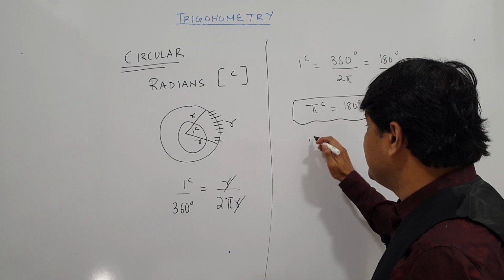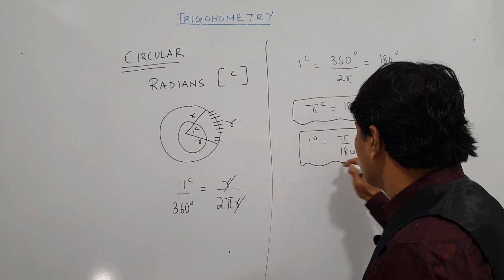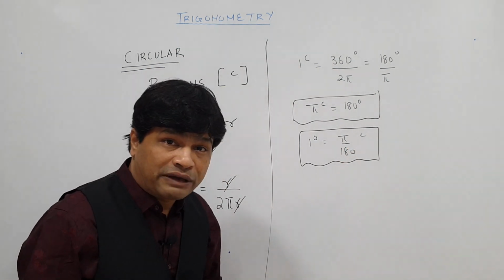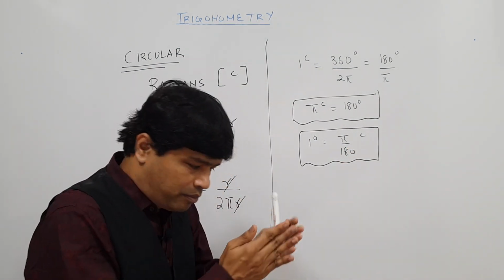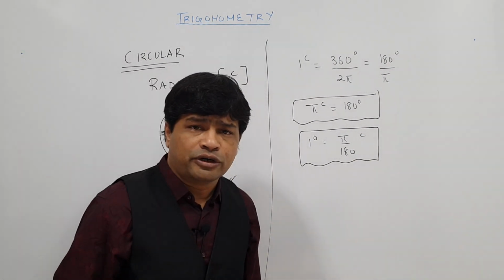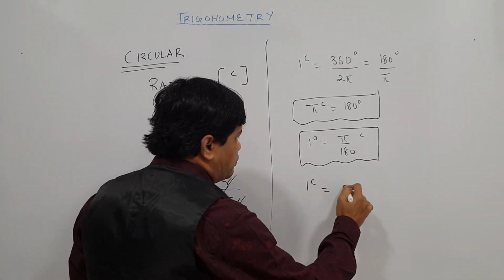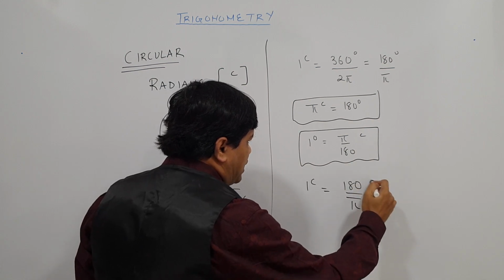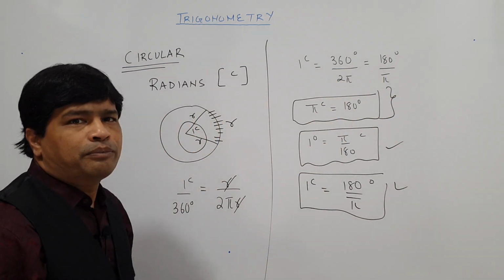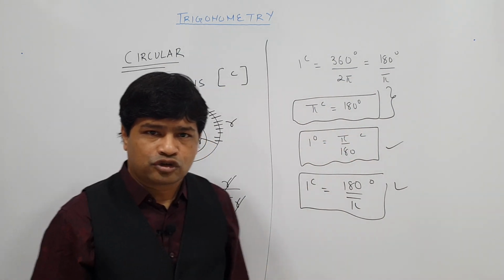If I want to convert degrees into radians, I take 180 to the other side. So 1 degree is equal to pi upon 180 radians. To convert degrees into radians, I multiply the given angle by pi by 180. Is it possible to convert radians into degrees? Obviously it is. 1 radian is equal to 180 upon pi degrees. Both these conversions are derived from the same relation. One time I take this on the opposite side, the other time I take that on the opposite side.